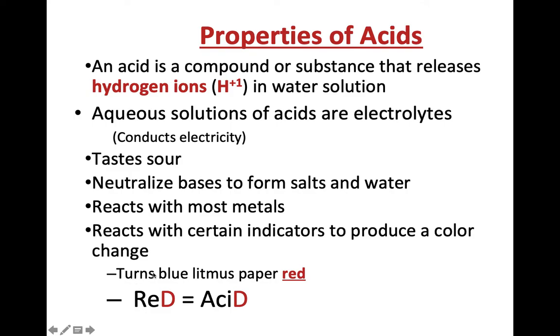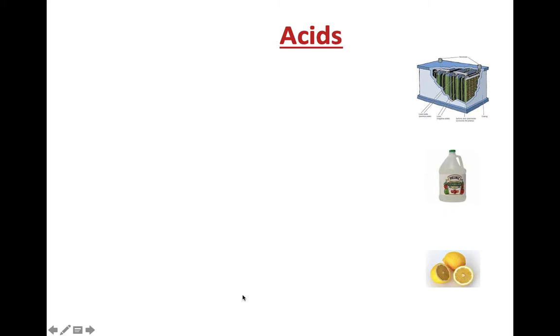I think I showed you guys this already. Acid turns litmus paper red. So the way you can tell this is red and acid. If you want a mnemonic way to remember, red acid. Are all acids red? No, but they turn pH paper red.